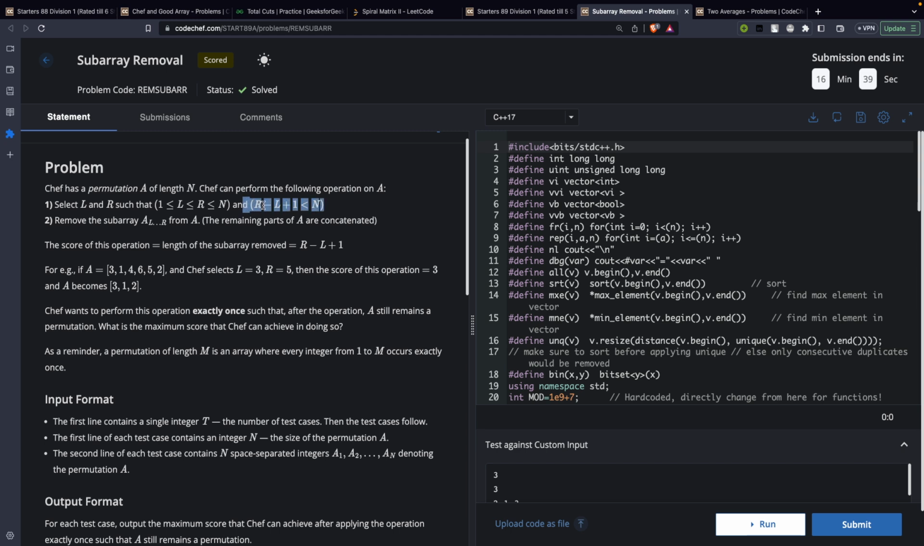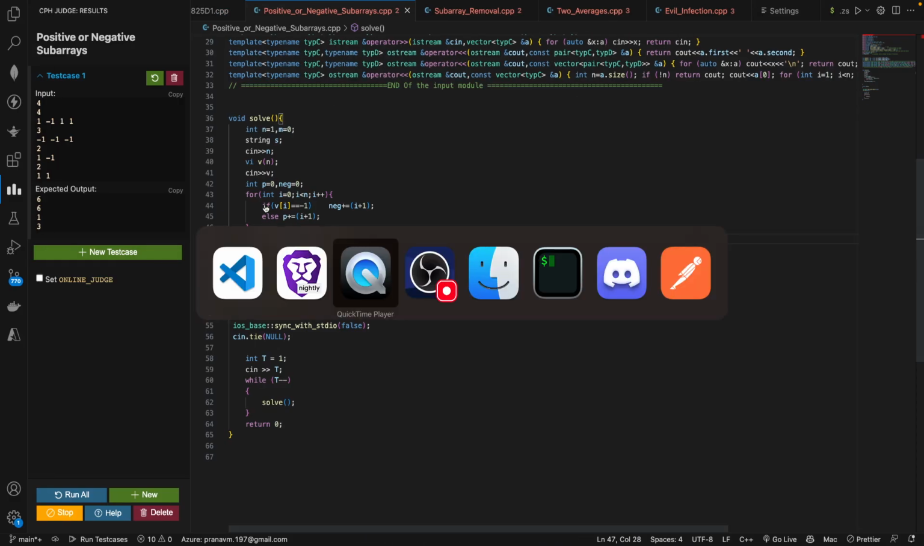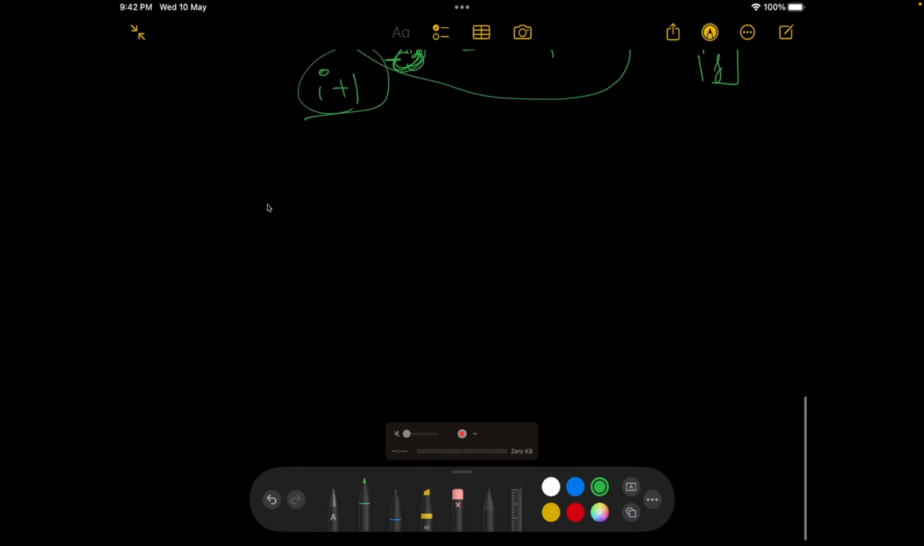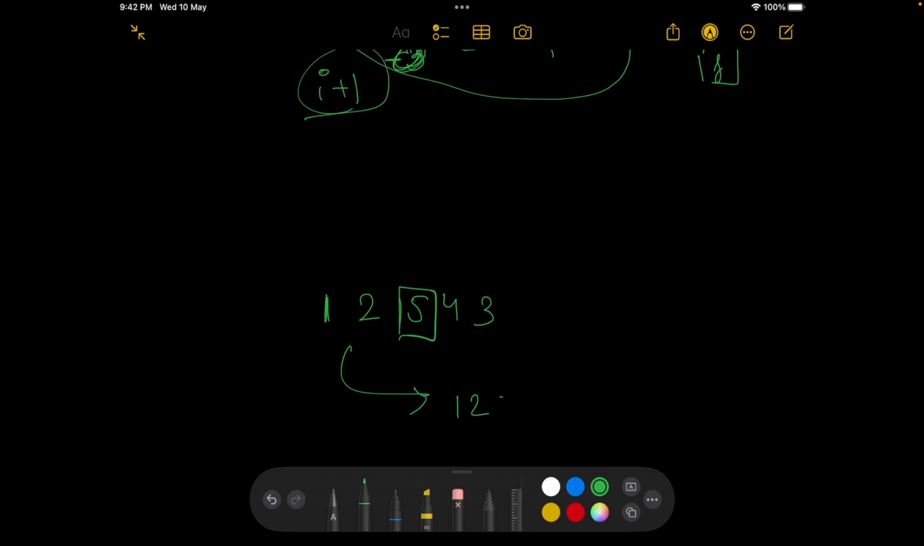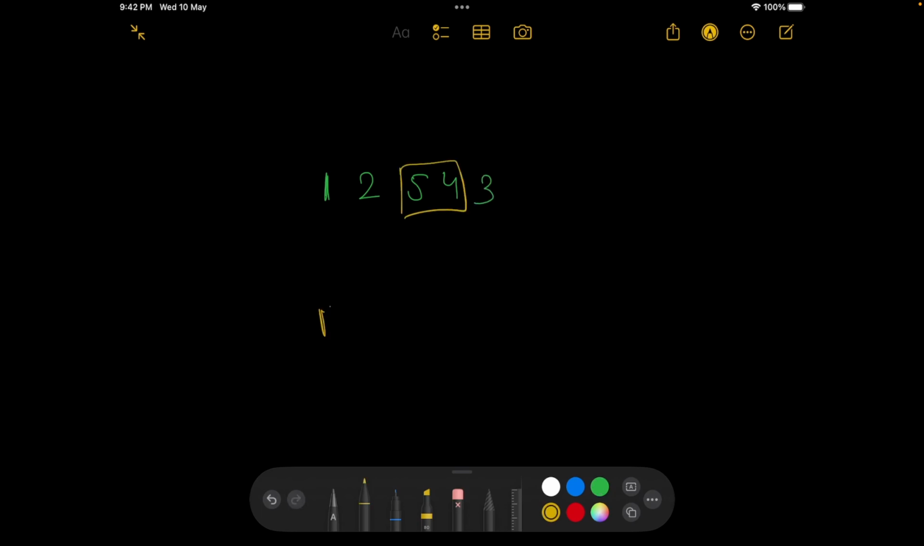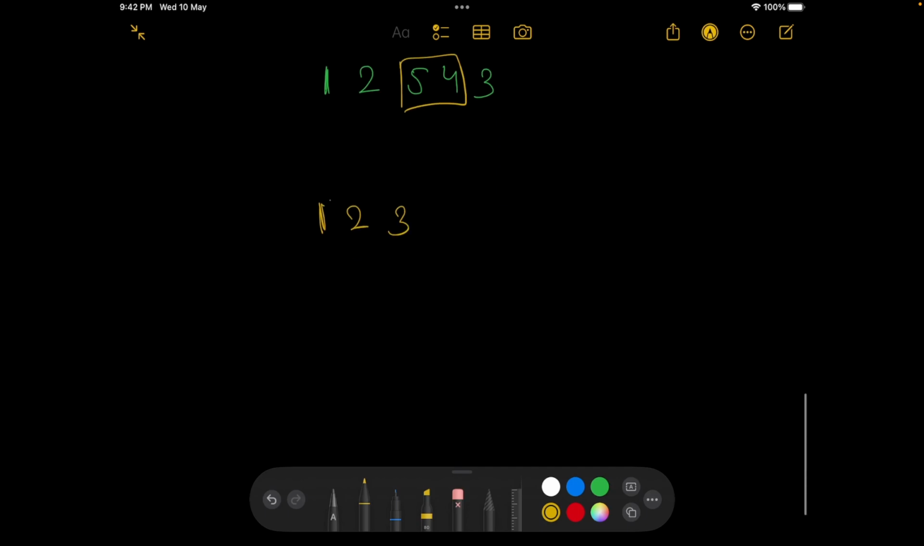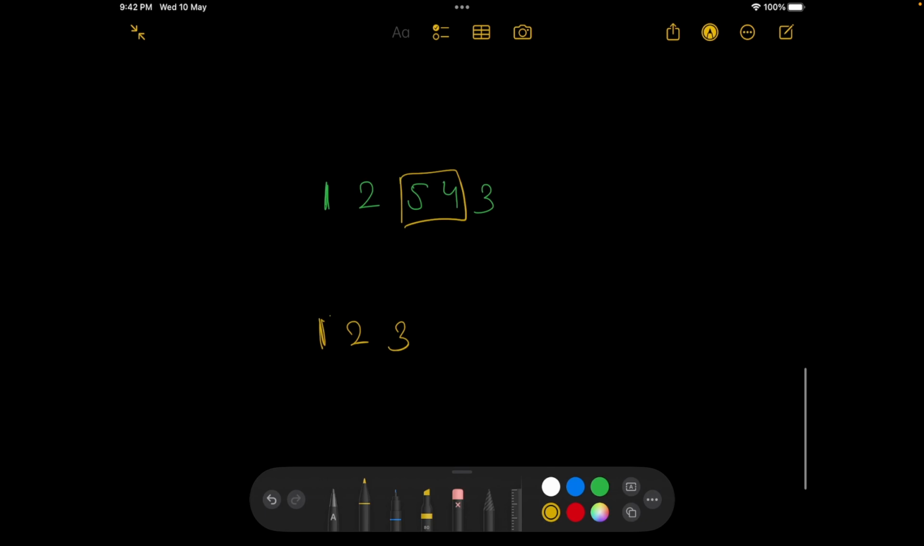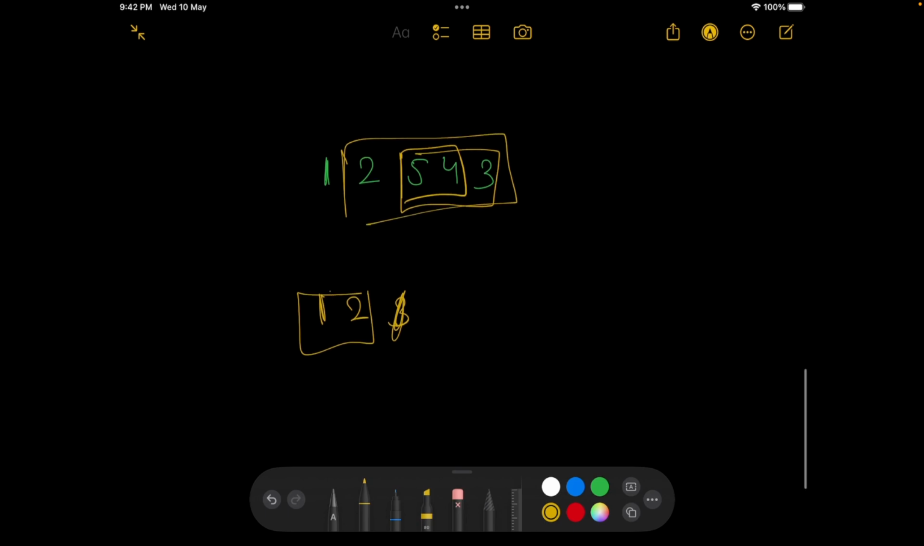Now the way we have to remove this subarray should be such that if the remaining elements are then combined, they should form a valid permutation. To give an example, let's say I had this particular array 1, 2, 5, 4, 3, right? In this particular array, I can remove 5 and the remaining array would be 1, 2, 4, 3, right? I could also remove 5 and 4. The remaining array would be 1, 2, 3. That's also a valid permutation. I could remove 5, 4, 3. The remaining permutation would have been 1, 2. I can remove 2, 5, 4, 3. The remaining permutation would be 1.